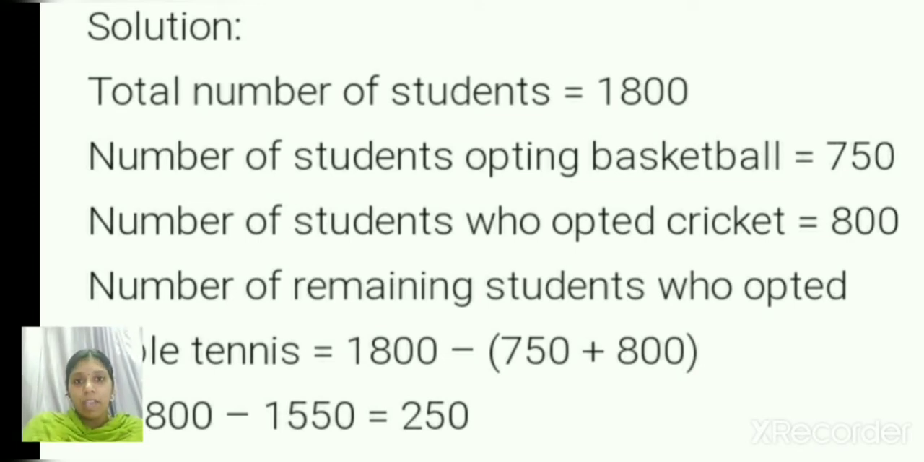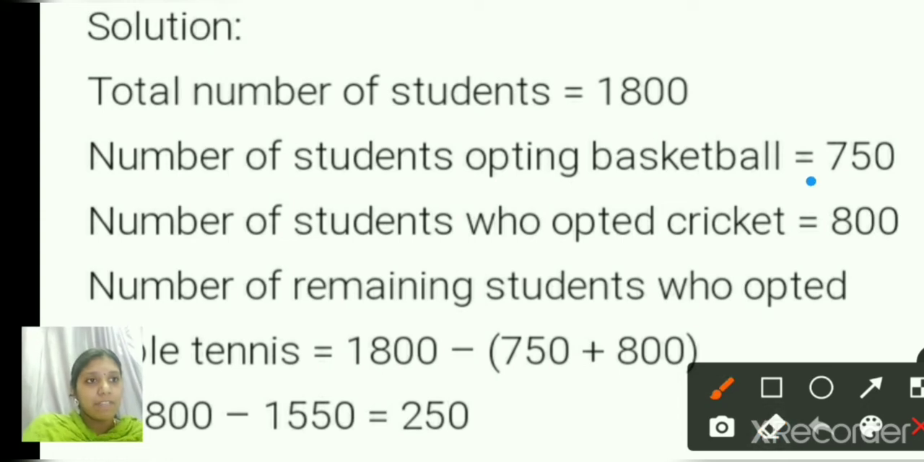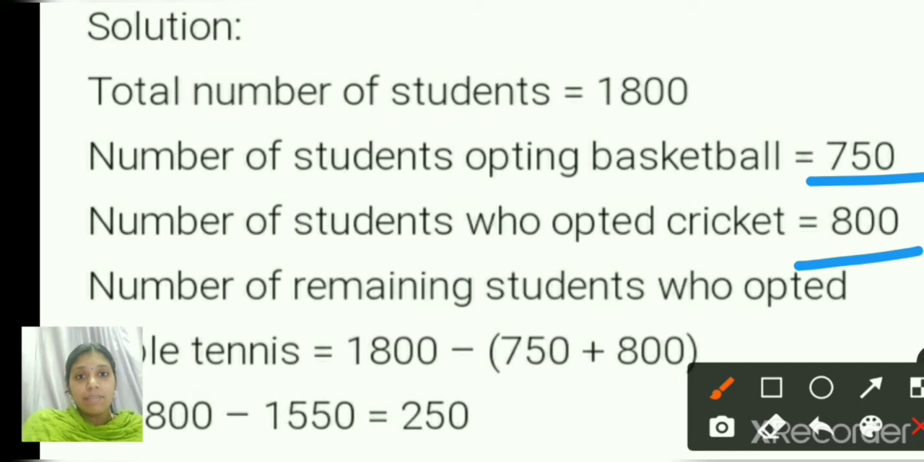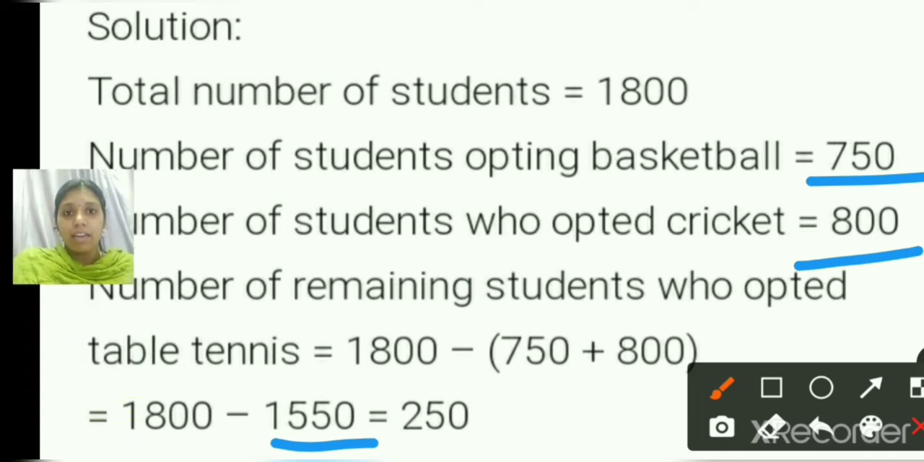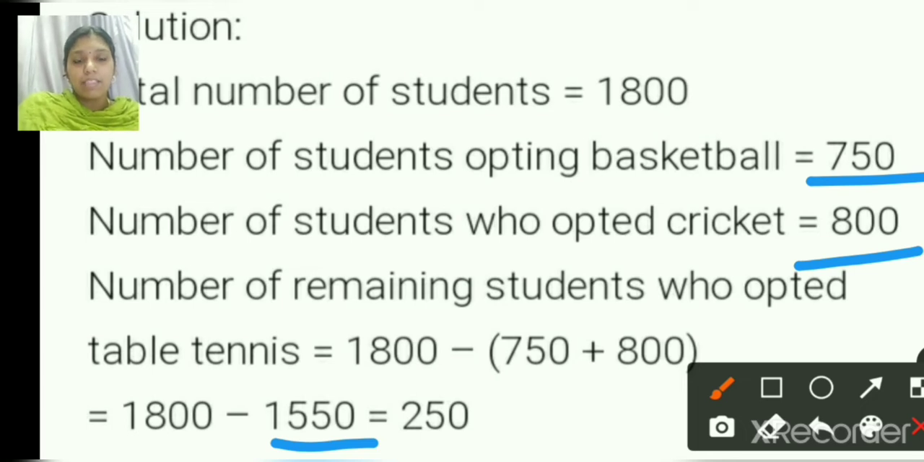So children, first we have to find the number of students who opted table tennis. How can we find it? The total number of students is given, so from that total, first we have to add the number of students who opted basketball and cricket. Basketball is given as 750 and cricket is 800. We add these two first, and then subtract the answer from 1800. So 750 plus 800, what do we get? We get 1550. Clear?